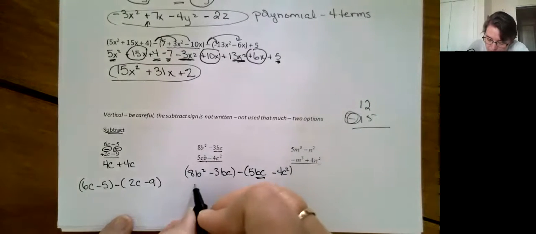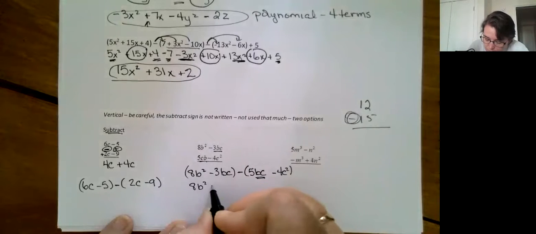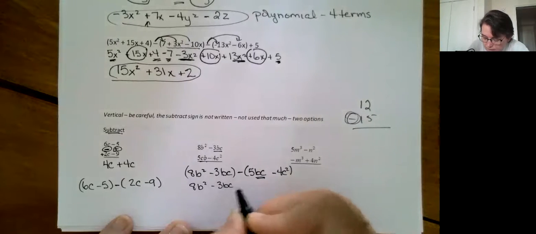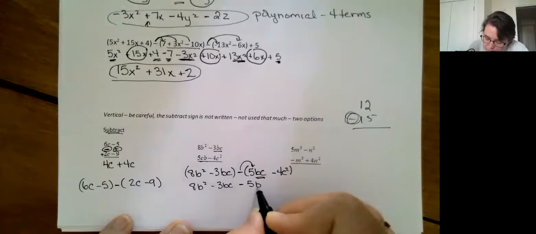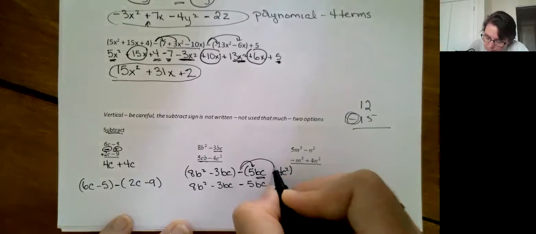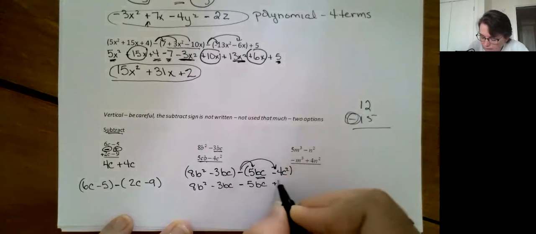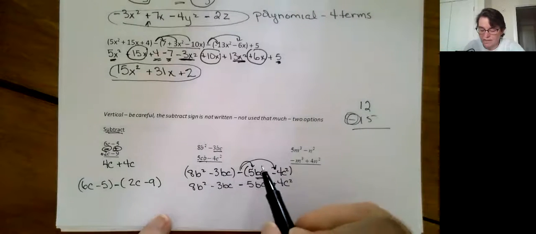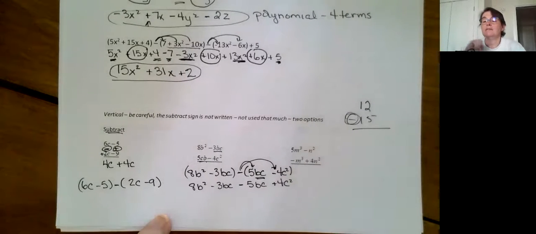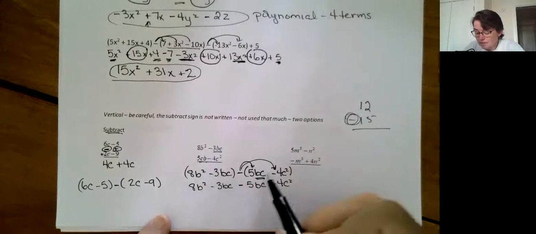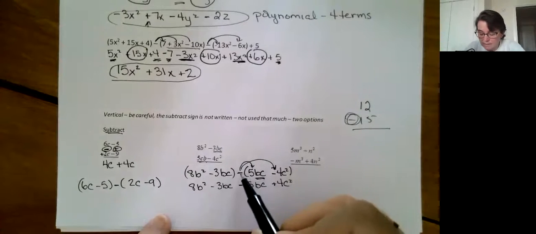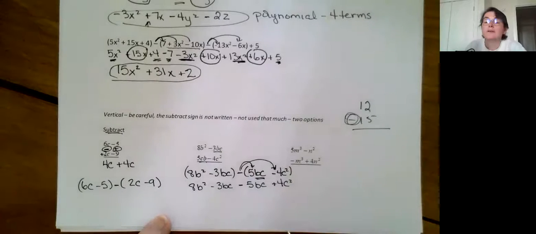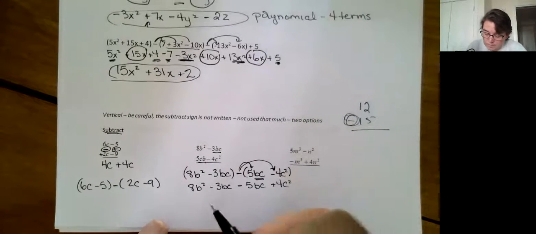So let's see, we got 8b squared minus 3bc distribute minus 5bc plus 4c squared. I've seen students over the years that just, I mean, they'll start at the top of the page and they will draw every single one of those arrows all at once. I do it one at a time to remind myself, because I'm distributing and I'm distributing that negative. So I remember to do it to all the parts.